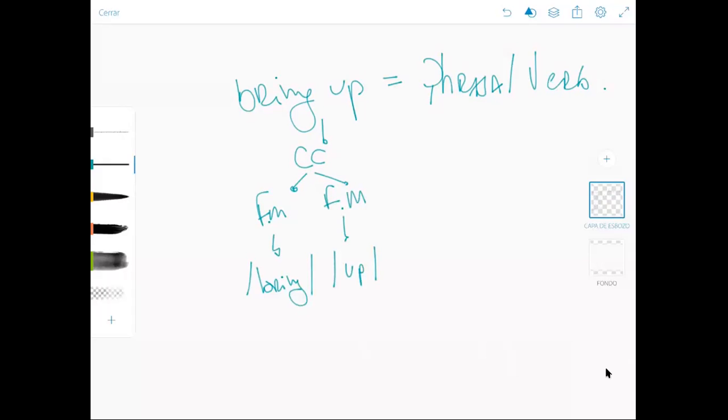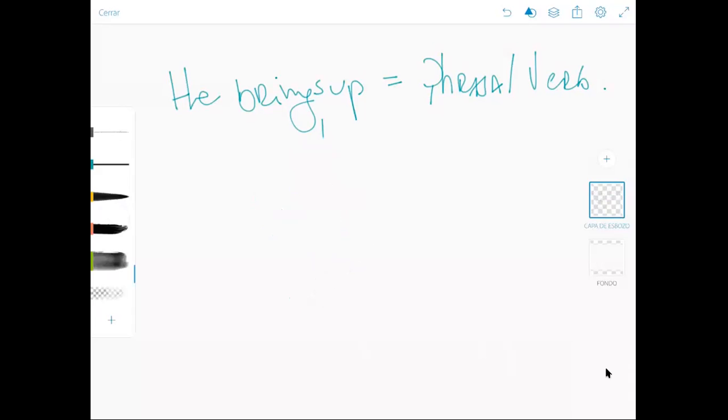Because our analysis will change, right? And as you can see, in our analysis, brings up it is no longer a compound, but complex compound. Why? Because it is made of a free morpheme, bring, and then it will contain a bound morpheme, suffix, inflectional, Z2.